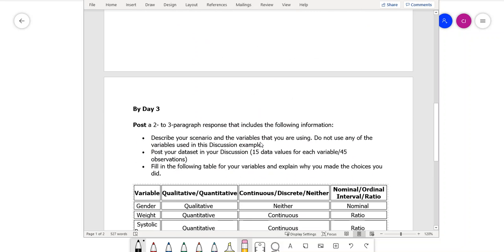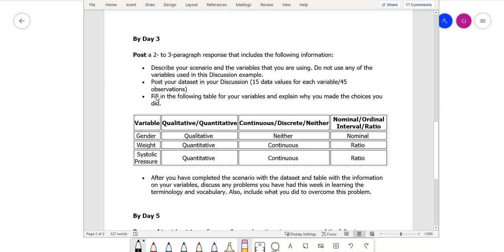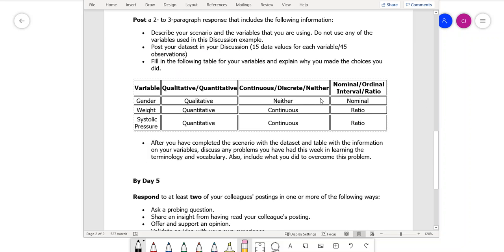So you're going to do the same thing here. And then, again, 15 data values for each variable. That's a total of 45 observations. And fill in the following table. Explain why you made these choices.